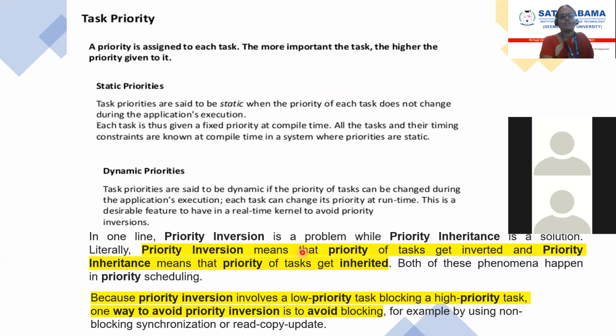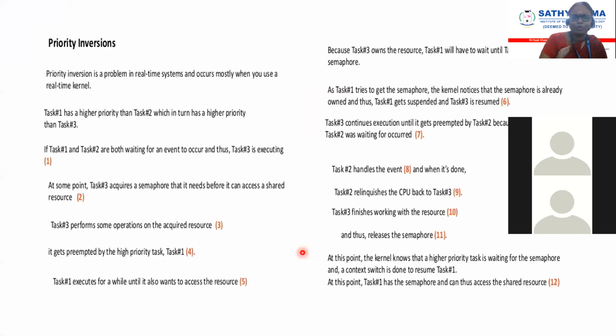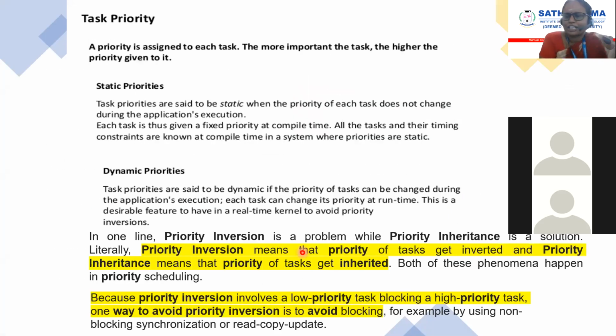Now we will enter the new topic, priority inversion. It has only three slides to explain priority inversion. So what does priority mean? It is assigned to a task to say whether it has higher or lower priority, whether we have to give it attention first or give it the least attention. So here they have given static priority and dynamic priority.